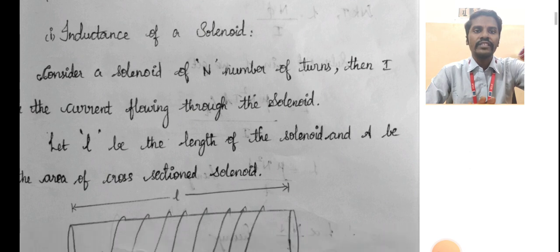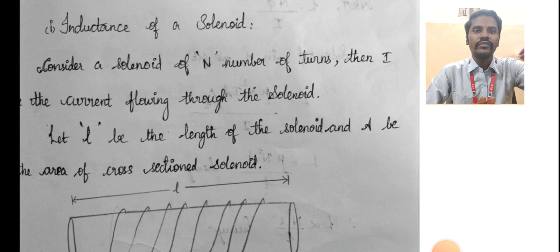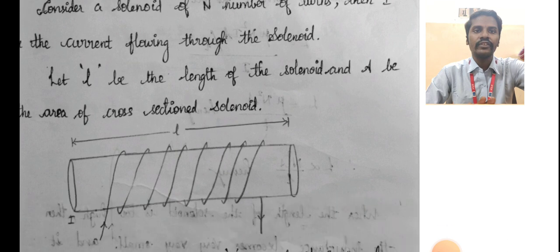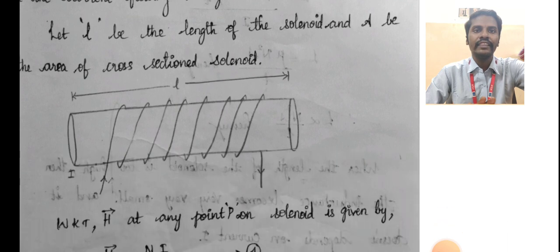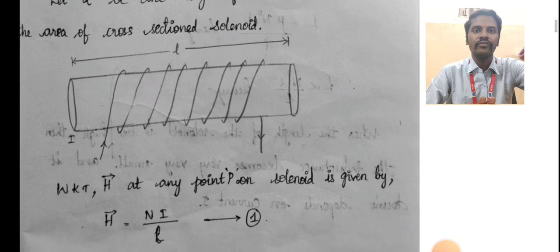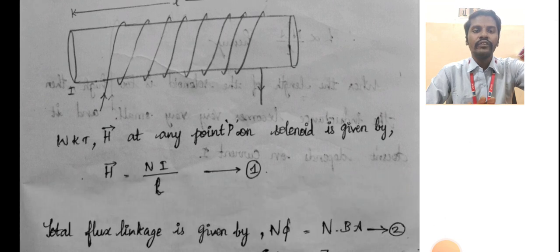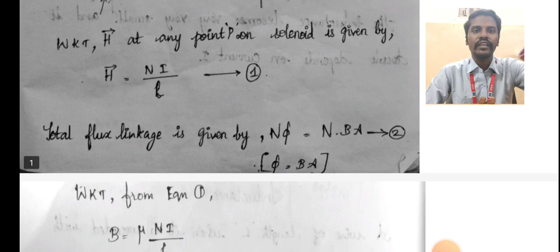For that, we consider a solenoid with N number of turns, with current I flowing through it. Let L be the length of the solenoid and A be the area of the solenoid. We already know that the magnetic field intensity at any point on the solenoid is given by H is equal to NI by L. The total flux linkage is given by N phi.